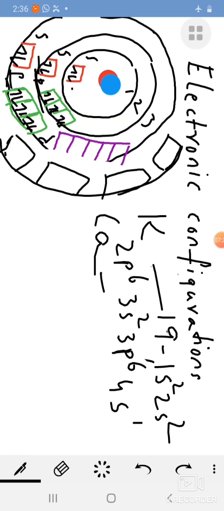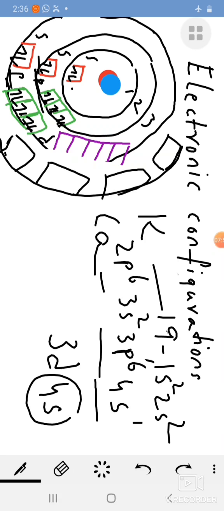Why does the electron enter the 4s before going to 3d? The energy gap between 3d and 4s is very low, so the electron enters the 4s orbital. To complete the 4s orbital, then the electron enters the 3d orbital.